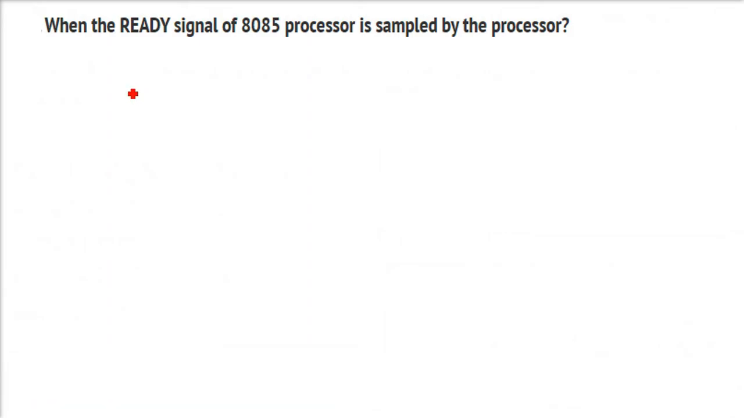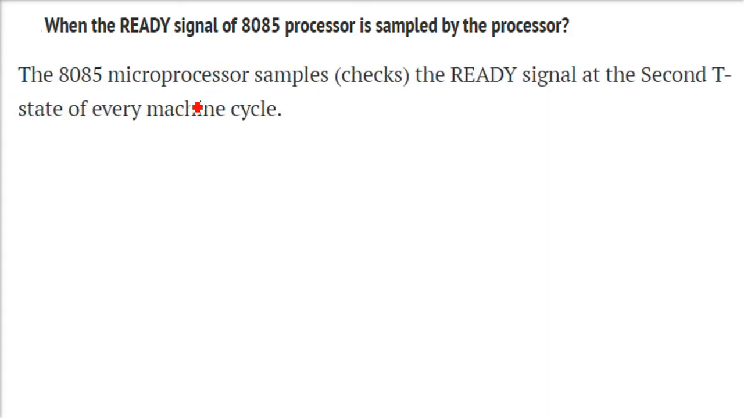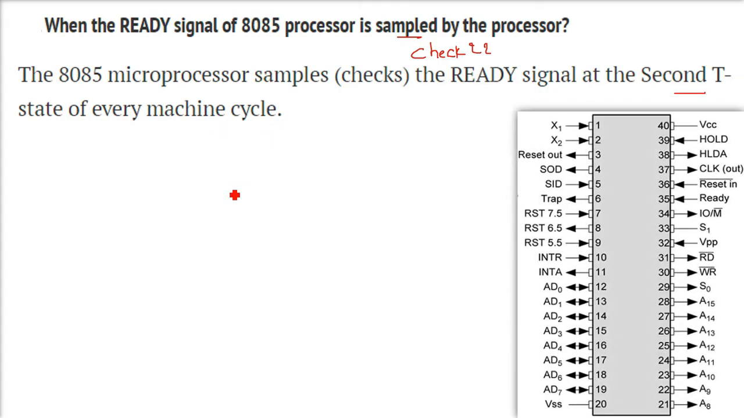When is the ready signal of the 8085 processor sampled by the processor? So this ready signal, the 8085 microprocessor is sampling. Sampling just means checking. So it checks or samples the ready signal at the second T state of every machine cycle. We just talked about T state and machine cycle. So the 8085 microprocessor samples or checks the ready signal at the second T state of every machine cycle.